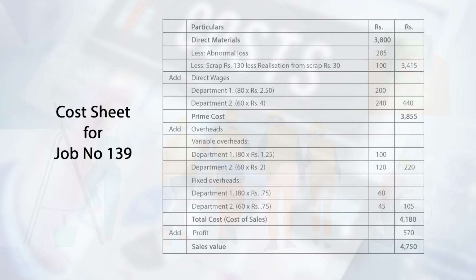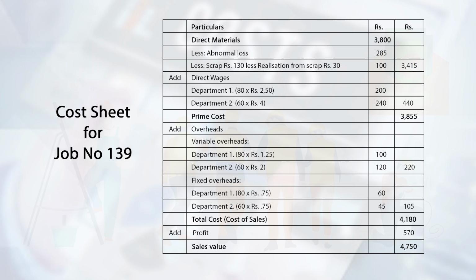Direct material cost rupees 3,800, less abnormal loss rupees 285, less scrap rupees 130, less realization from scrap 30, giving amount 100, and making total 3,415. Add direct wages: for Department 1, 80 into rupees 2.50 giving 200, for Department 2, 60 into rupees 4 giving 240, and total direct wages are 440. Prime cost comes to rupees 3,855.